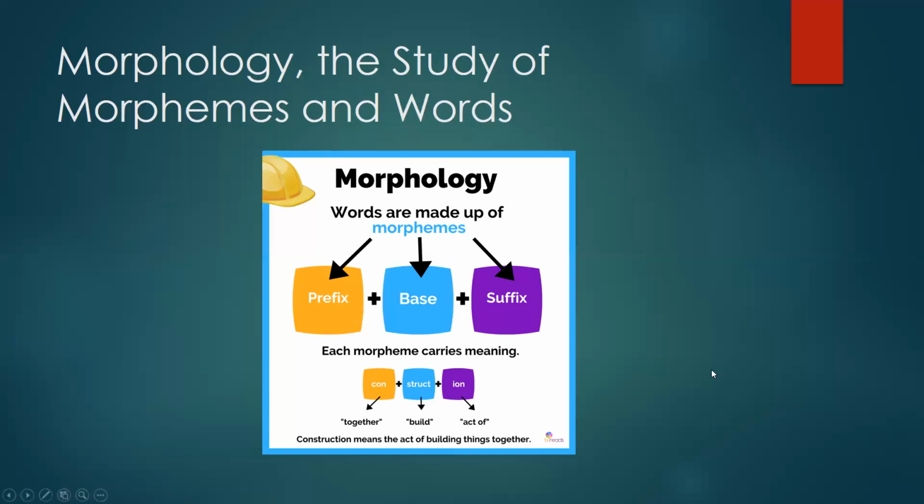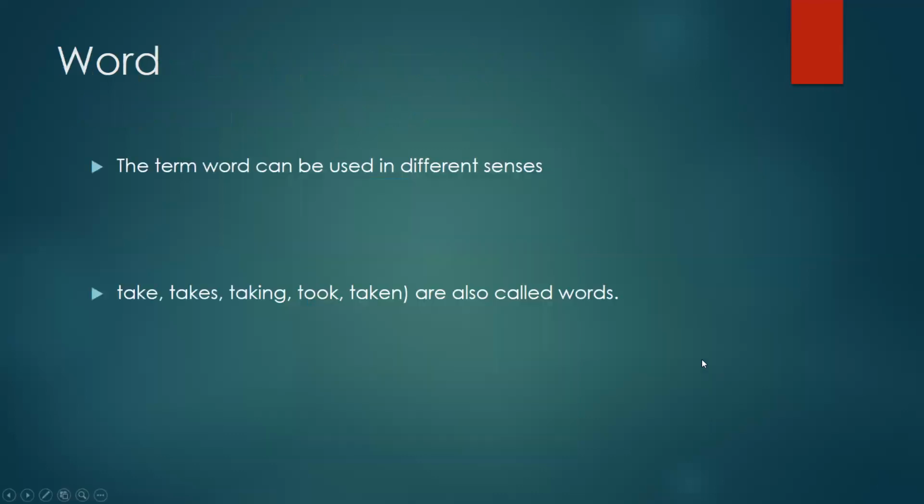Okay, let's go with the first one. We have word. Of course, the term word can be used in different senses. On one hand, vocabulary items, like for example the word take. We look in the dictionary and identify the meaning of take, the use of take, and maybe some of the tenses that exist for take. But on the other hand, the different inflected forms of a word, like for example take, takes, taking, took, taken, are also called words.